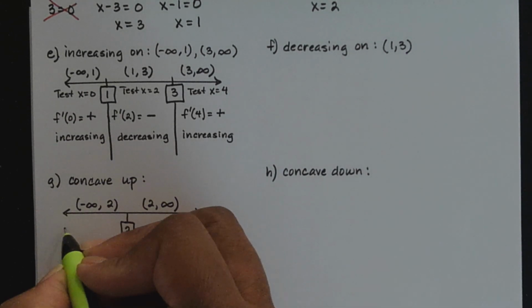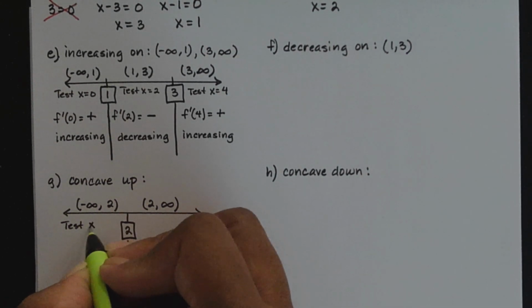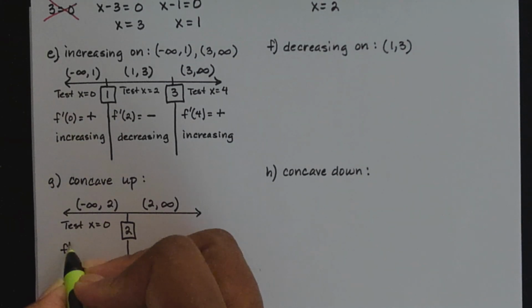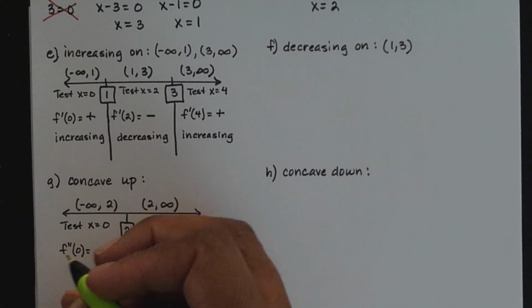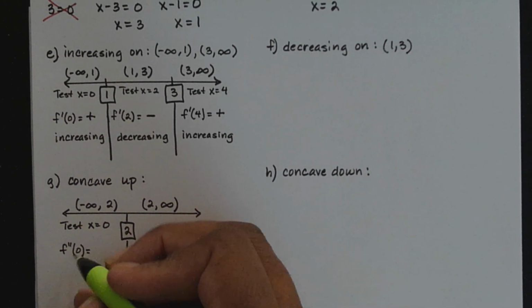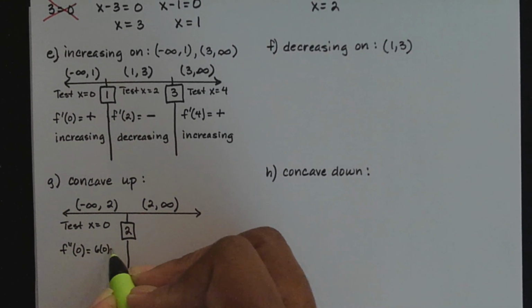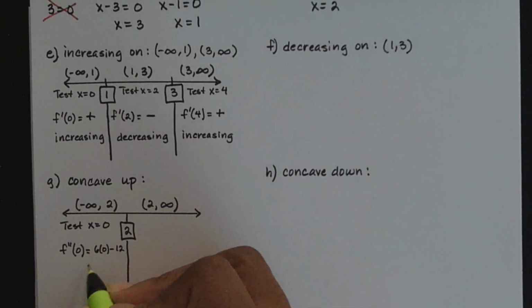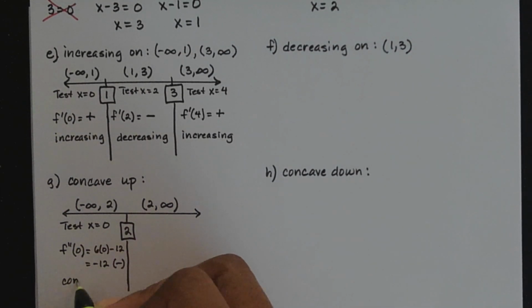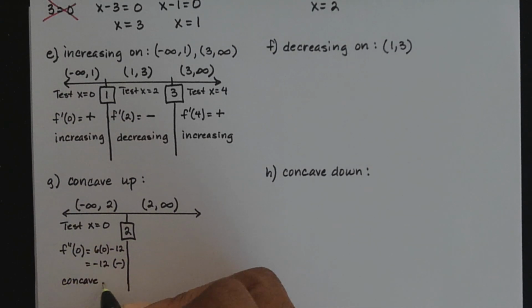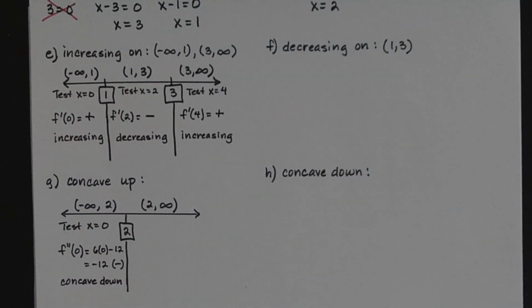For negative infinity to 2, a good test value would be x equals 0. So f double prime of 0, and f double prime of x was 6x minus 12, so we replace the x with 0. So this would be 6 times 0 minus 12, which ends up being negative 12. And that, of course, is negative, so the graph will be concave up or down? If it's negative, it's got to be concave down.